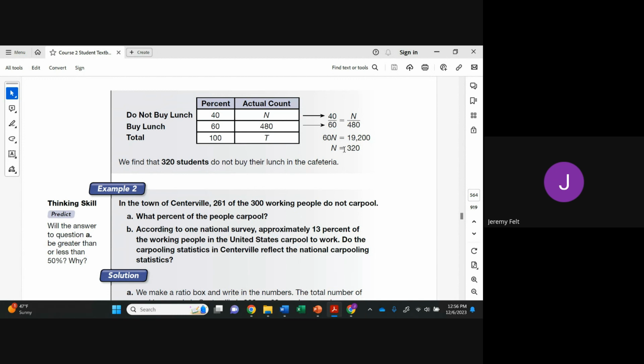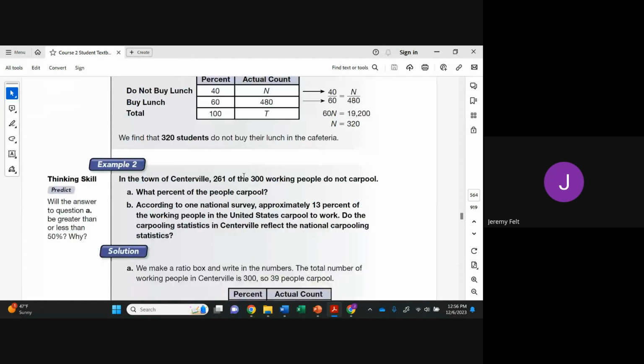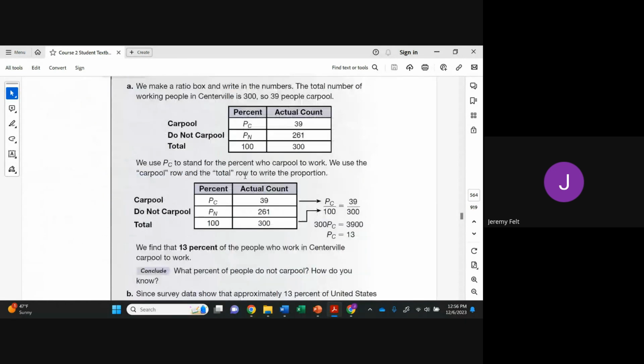So once we have it set up, it's like we've been doing all year. We just cross multiply and divide. Cross multiply and divide. So that gives us 320 students. Again, we get a whole number, which makes sense for this example. So 320 students do not buy their lunch in the cafeteria.